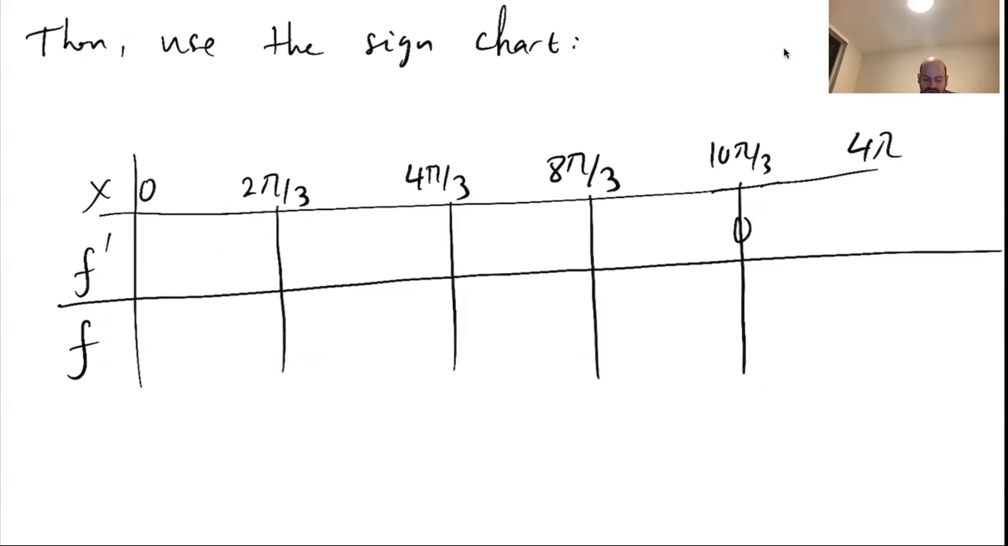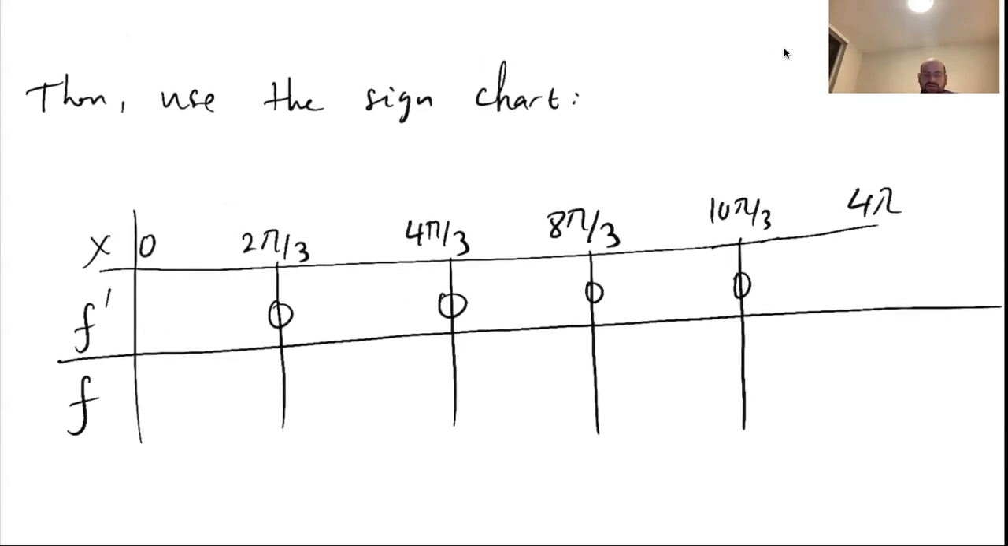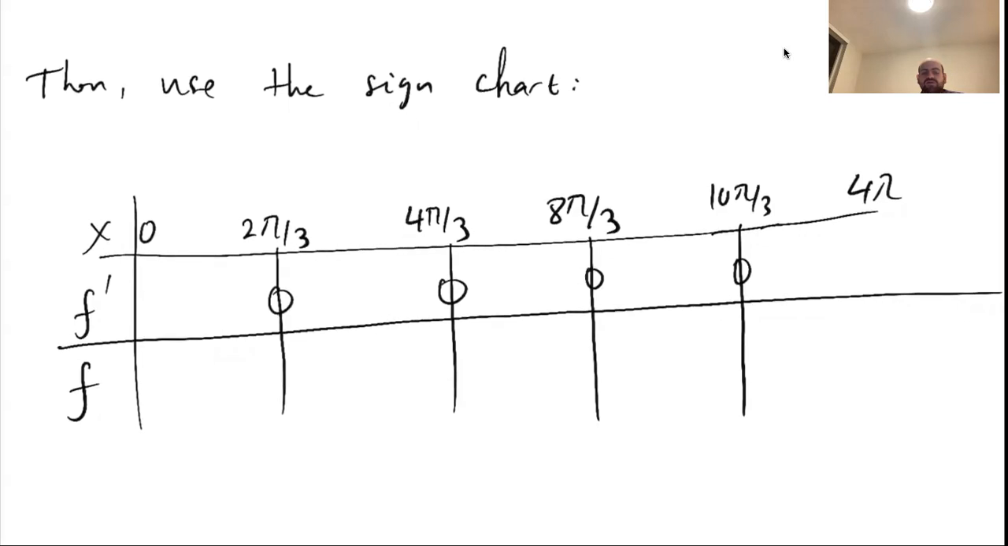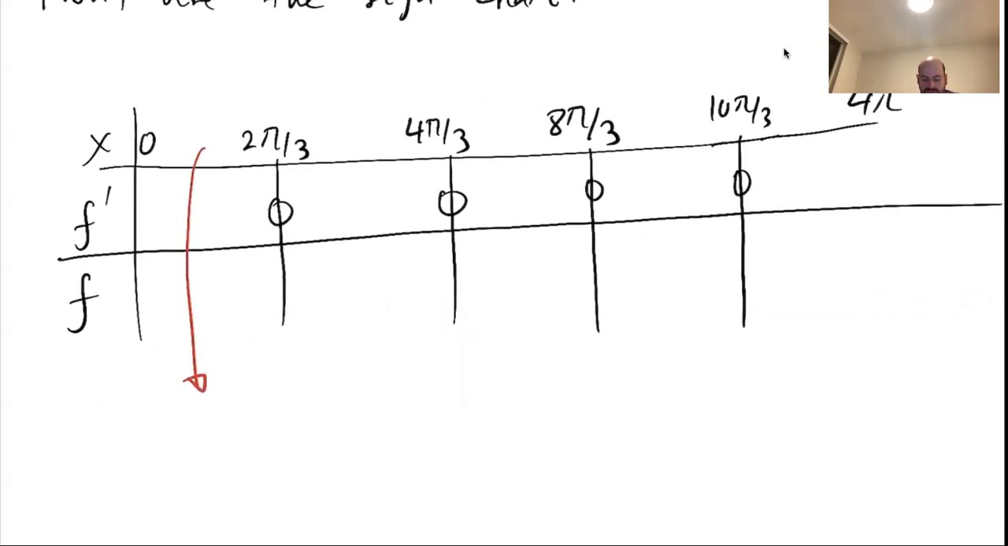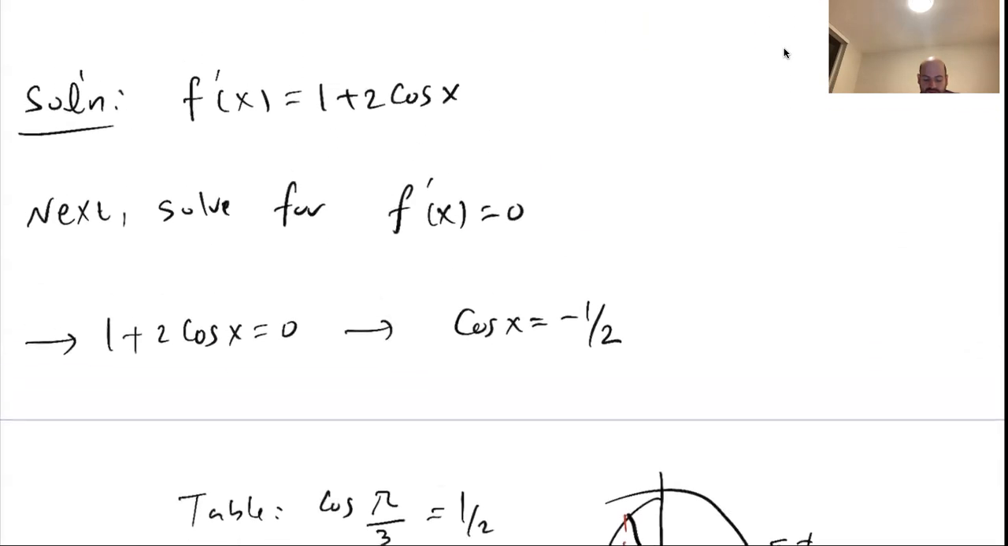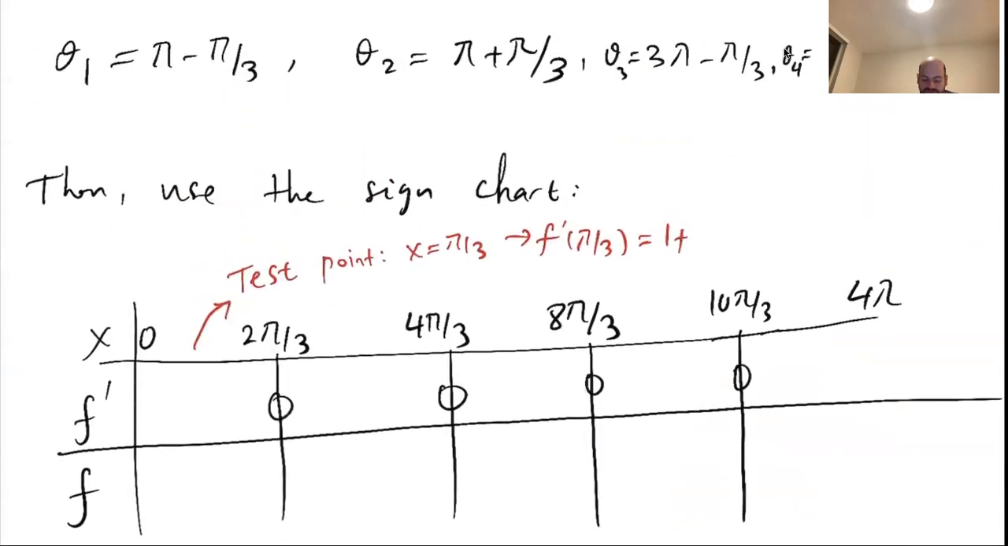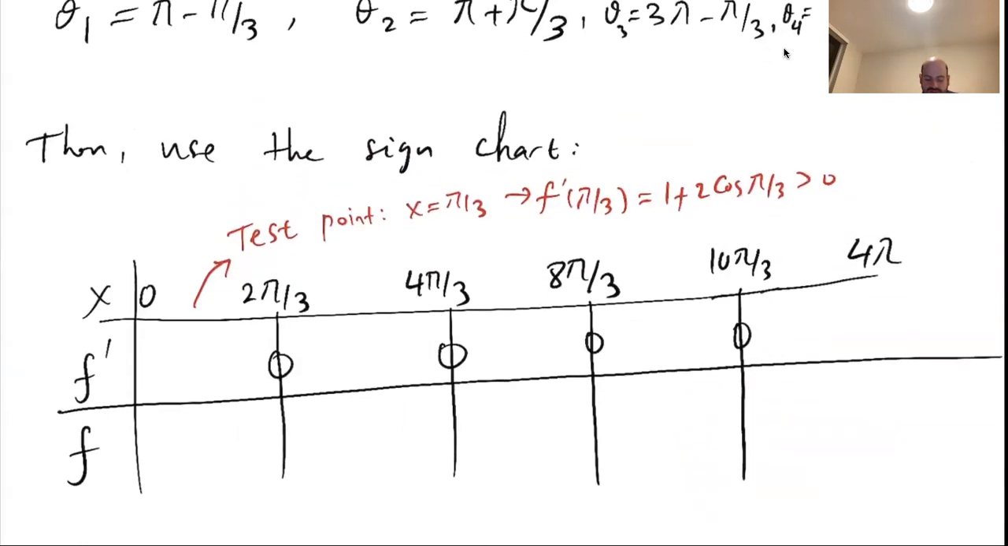So at these points, f prime is 0. Then I have to figure out the sign of f prime, whether it's positive or negative. Now between 0 and 2 pi over 3, use a test point. Let's say I use x equals pi over 3, for example. Then f prime of pi over 3 will be 1 plus 2 cos pi over 3. And this, of course, will be positive: cos pi over 3 is positive, times 2 positive, plus 1 positive. So this will be positive. And I don't have any repeated roots, so the signs will change alternately. So positive, then minus, positive, minus, positive.